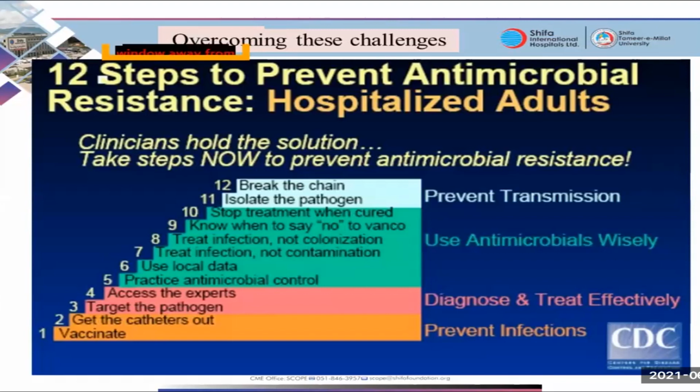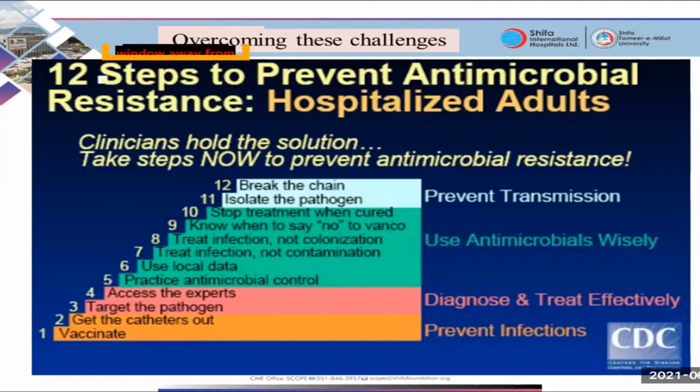You use your local antibiogram, the drugs which are available in your formulary, and you treat the infection, not contamination, such as asymptomatic bacteriuria, or the ones which are just merely colonization. You do not treat such infections which are not even causing any symptoms. So you should also know when to say no. And mostly we see that vancomycin is the most irrationally prescribed antimicrobial agent.